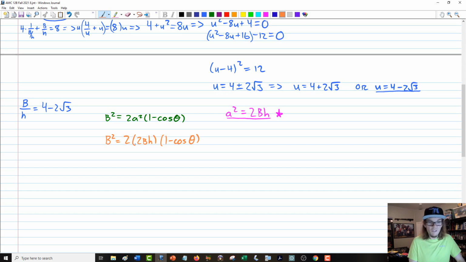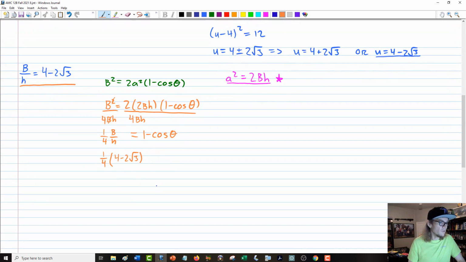And then from here, following sort of the same pattern, I'm going to divide both sides by 4bh. Obviously, 2 times 2 gets us to 4. Let's look at the right side first. On the right side, we have 1 minus cosine of theta. On the left side, b squared over b is going to divide out one of those b's, and we're going to be left with 1/4 times b over h. And hey, look at that, it's right there. So I'm going to make that substitution. So we'll have 1/4 times 4 minus 2 square root of 3.